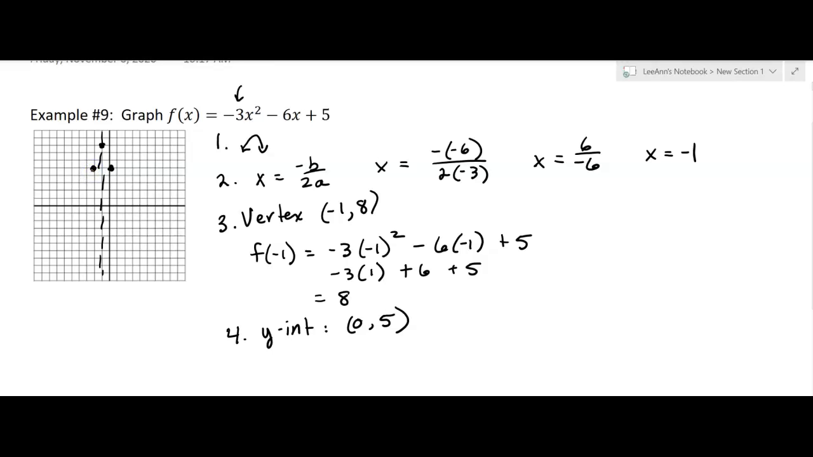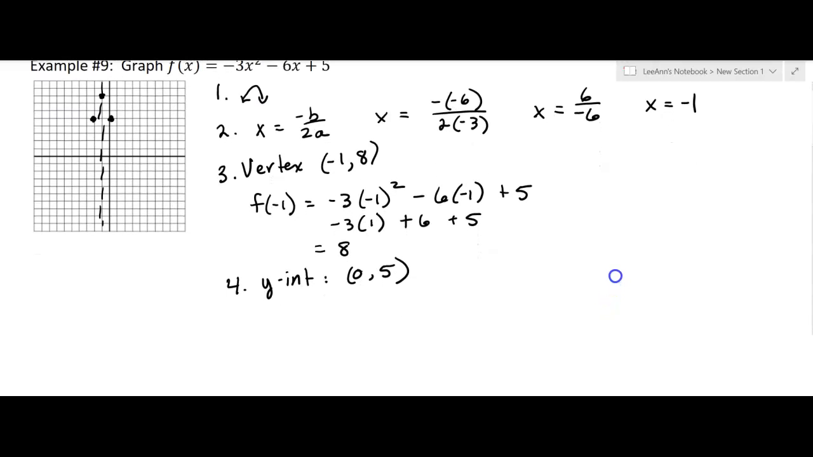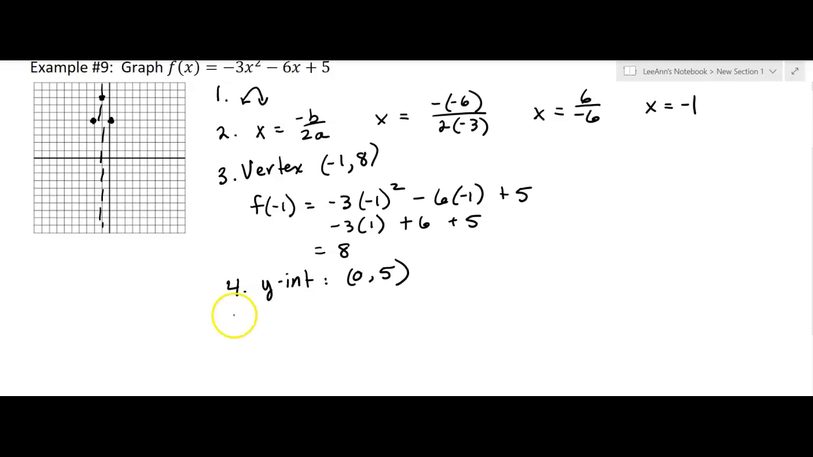All right. Now, when you're graphing in WebAssign, you only have to graph 2 points, and then it's going to graph the parabola for you. But in real life, we don't always have WebAssign handy, and we have to graph these by hand. So that's why I go through the whole process for you. All right, so the next thing to do is try to find the x-intercepts. And so we're going to take our function, negative 3x squared minus 6x plus 5, and set that equal to 0.